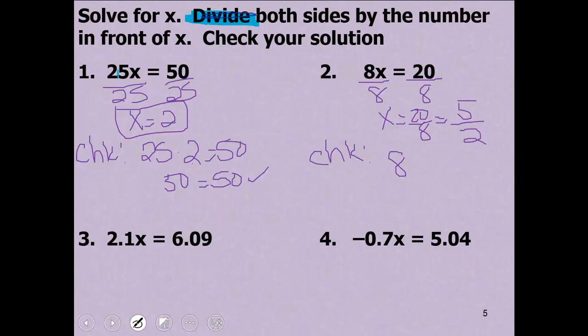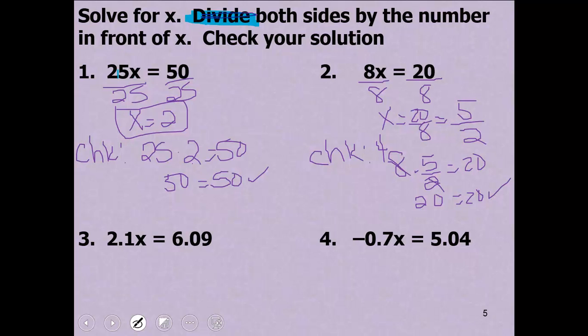I get 8 times 5 over 2, and I want it to equal 20. 2 goes into 8 4 times. 4 times 5 is 20. 20 equals 20, and it checks.